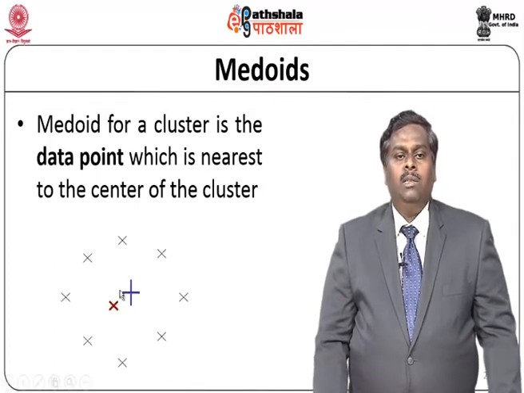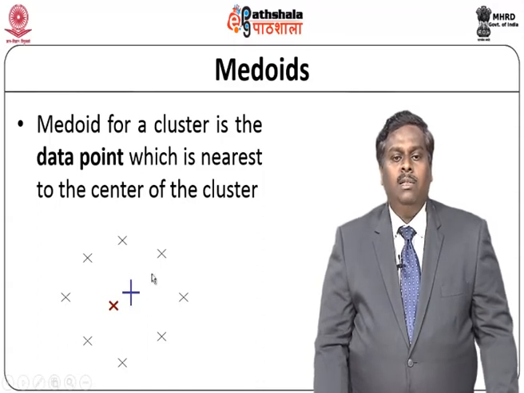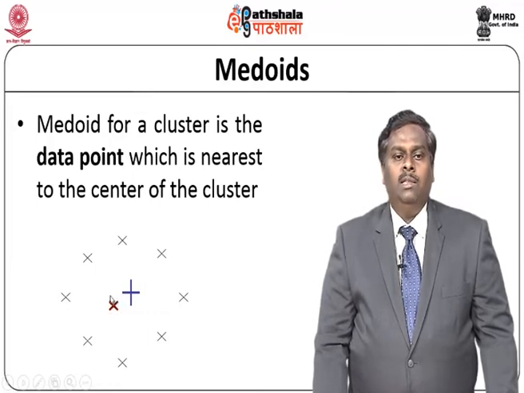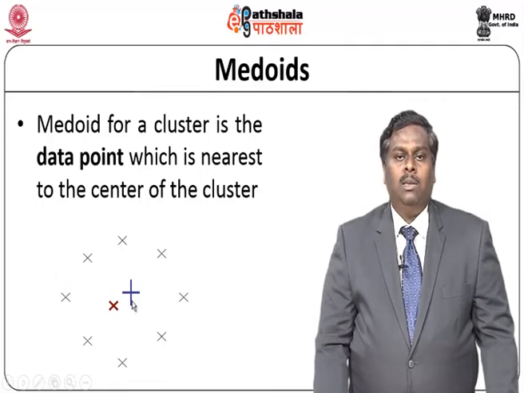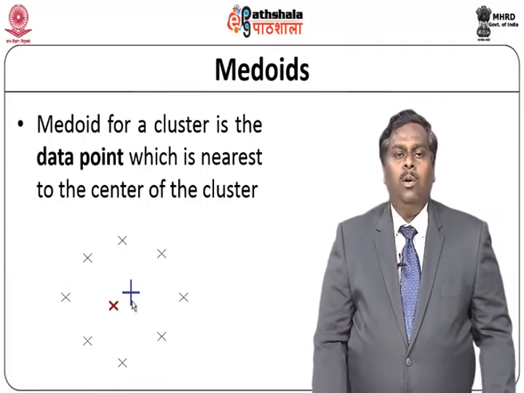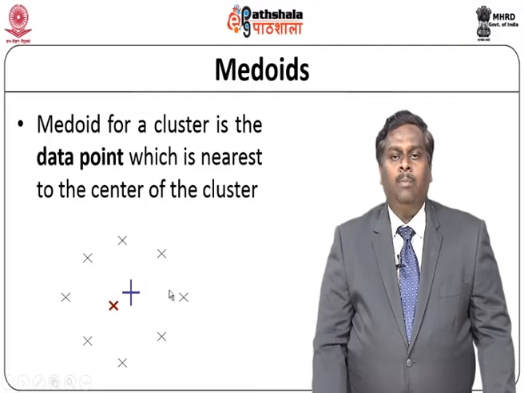For example, in this diagram you may find various data points represented using crosses. The center of this cluster is indicated by the blue shaded plus sign, and there is a data point indicated using brown color. This data point is considered to be the medoid because it is the data point which is nearest to the center of the cluster. Likewise, we will have to identify many such medoids.